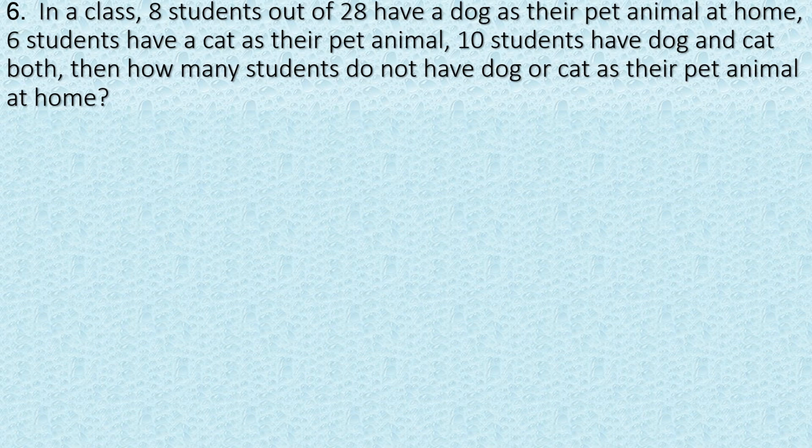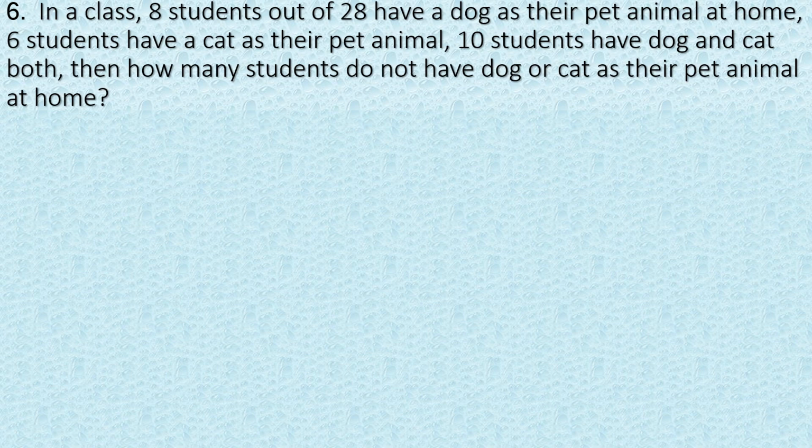See the question again. In a class, 8 students out of 28 means total number of students is 28. 8 students have dog as their pet and 6 students have cat as their pet animal. And 10 students have both dog and cat as their pet animal. Pet animal म्हणजे पाळीव प्राणी. So 10 students have dog and cat both.